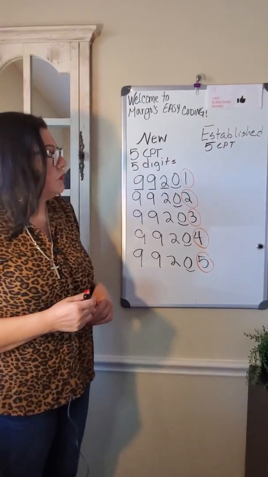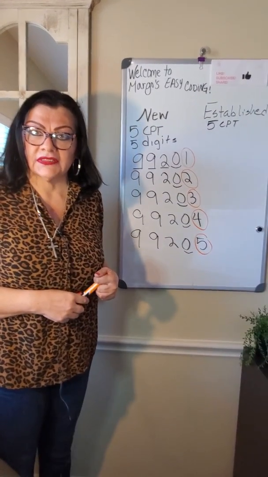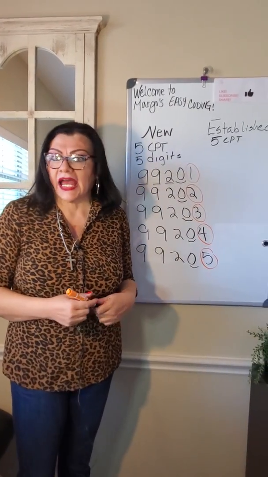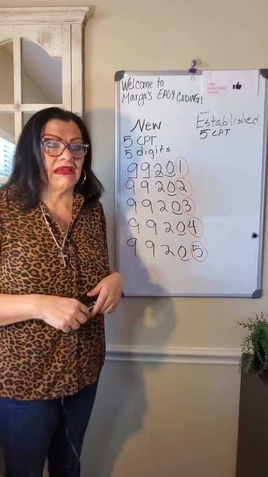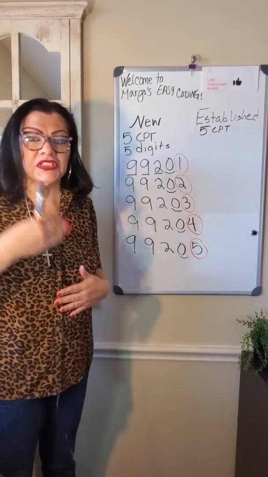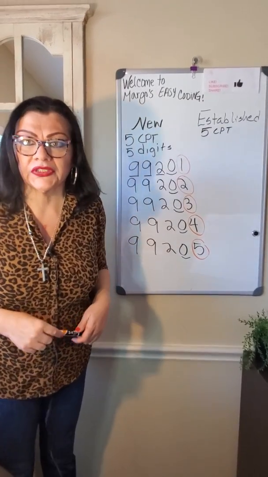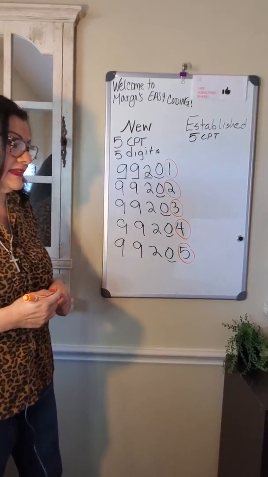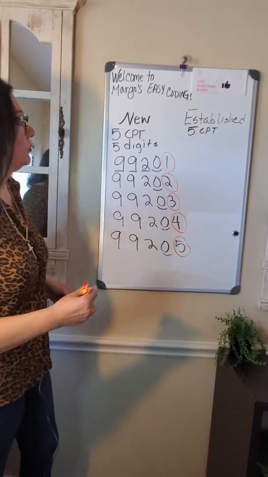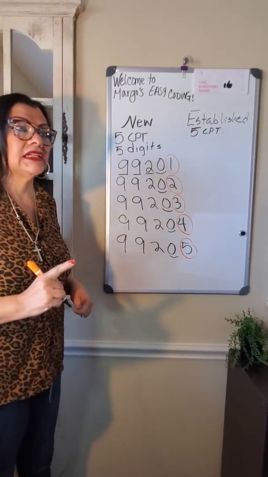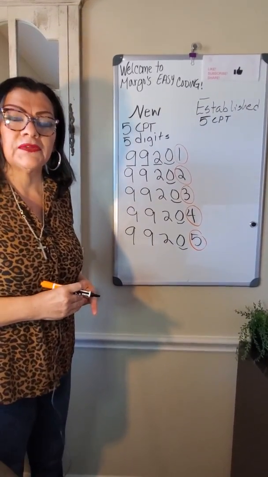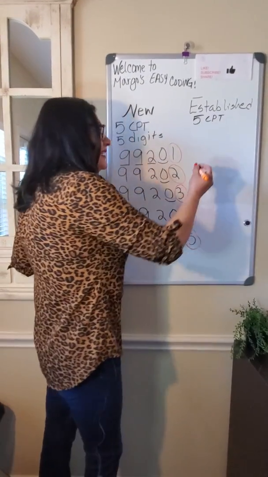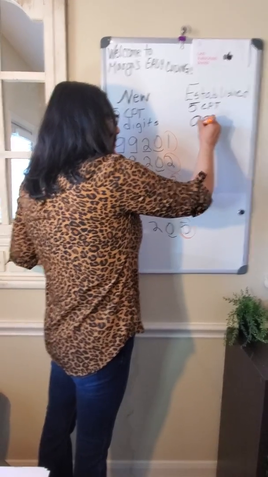So now let's move to established patients. An established patient is a regular patient. It's somebody that has come before. It is an established patient that frequently comes to see this doctor. So today this established patient comes to see the doctor. So you need to decide how to code for that office visit for that established patient. We have 5 CPT codes for established patient.